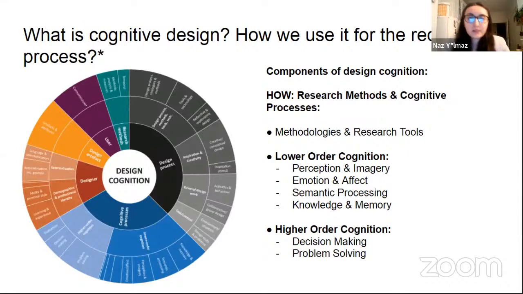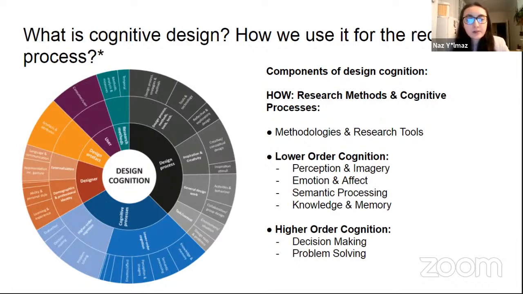And we are in the how part. This is about the research methods and cognitive processes, methodologies, and research tools. In here, lower order cognition is perception and imagery. This covers the design of the cards and symbols, emotion, art, and effect. This is design of the cards and symbols again. The semantic processing is about the order of the cards. Knowledge and memory, again, about the order of the cards.